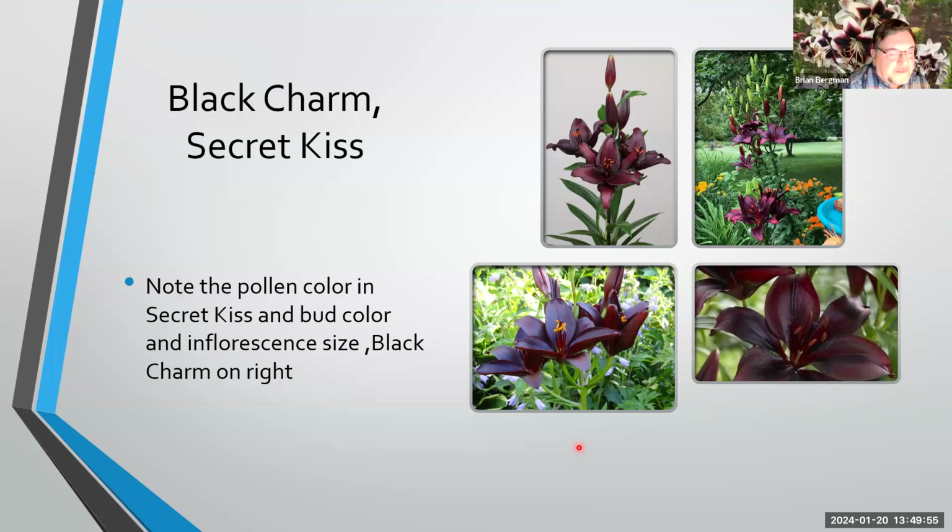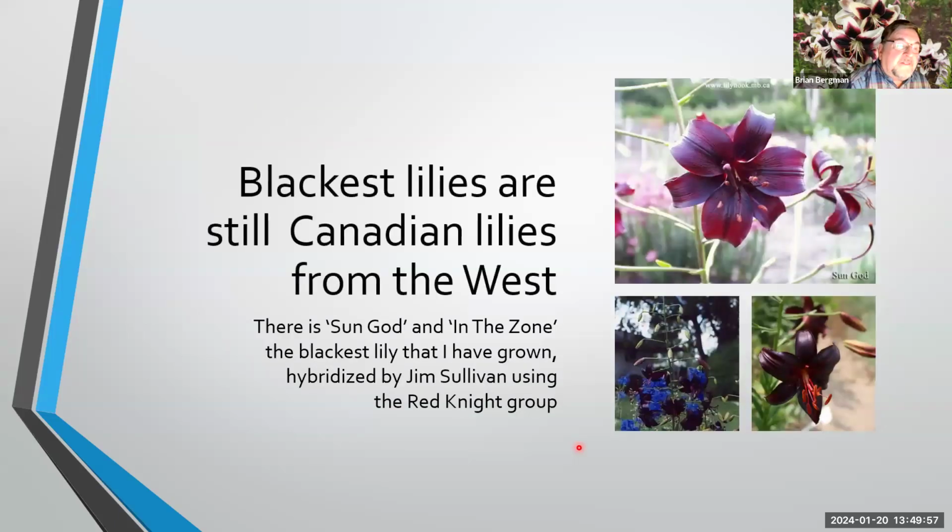Okay, next slide. And then we have the blackest lilies, which are still Canadian lilies from the West. Oh, surprise, surprise. And Sun God is the top one. And In the Zone, which is Jim Sullivan's hybrid, is really the blackest I saw. I had all these dark black or dark red, blackish lilies in the field, and In the Zone was the blackest. Look at that. And look at the inflorescence. That's really a wonderful, wonderful lily. Yes, they're both fabulous lilies. Next slide.